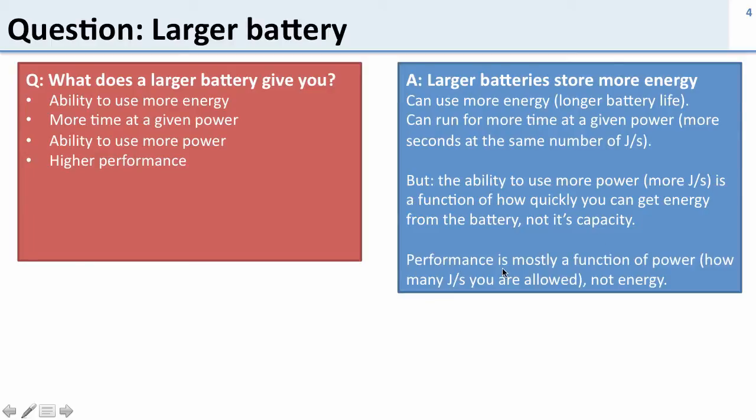When we talk about performance, though, batteries don't really give you performance. Performance is a function of power, that is, how many joules you can pull out per second. If you can pull out more energy, you can do more computations, you can get more power. But a larger battery doesn't necessarily mean you can pull out more power.